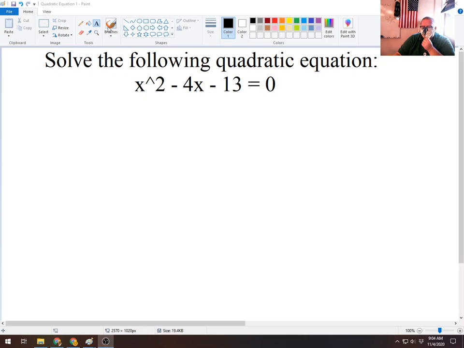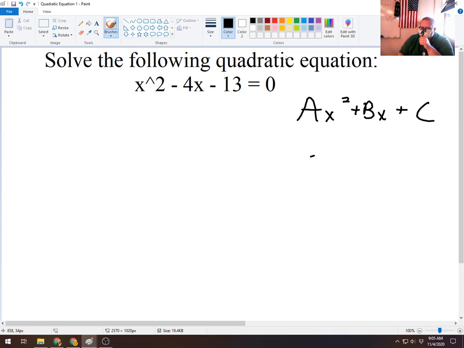It has x squared or t squared. It can be any variable, but some variable squared. And then it has some variable to the first power. And then finally it has some constant that's added in there that has no variable at all. In fact, the general equation, what we call the general form, looks like ax squared plus bx plus c.